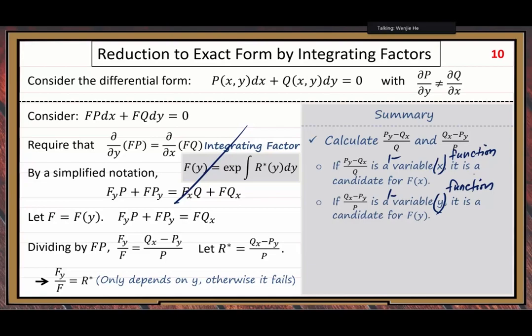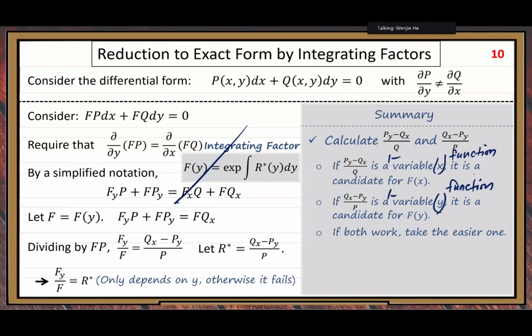Then you can solve for capital F function. If both work, yes, there is a possibility. Both conditions are satisfied. Then you can take one of the two. Both work, and both let you find a capital F.